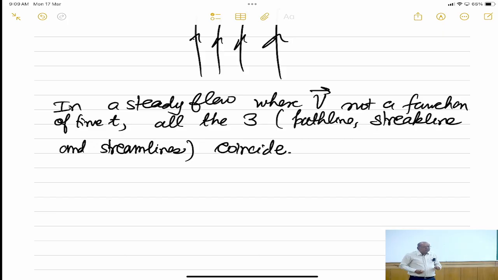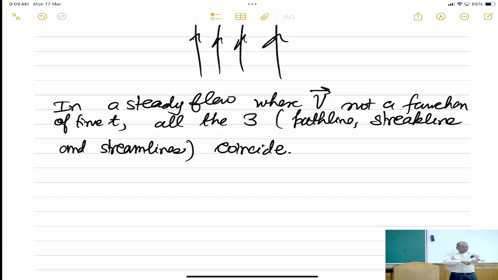Now another thing, two streamlines can never intersect. They can converge to a point, but they cannot cross each other. Why? Because if they cross, then at the crossing point there will be two tangent directions, and you cannot have two velocities at a point. So two streamlines can never intersect each other. They can converge to a point, at which the velocity has to be 0, but otherwise they never cross.